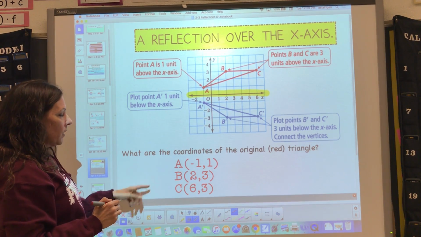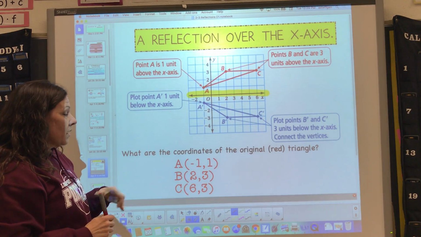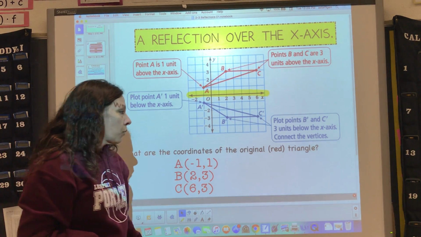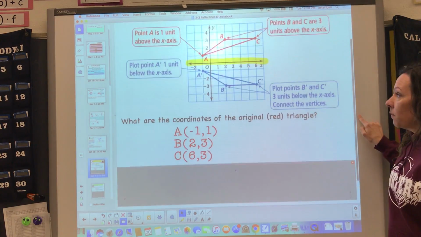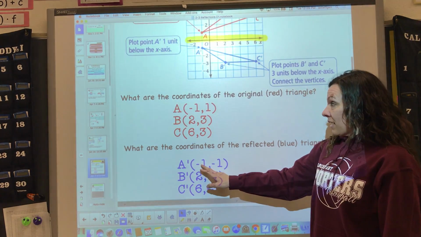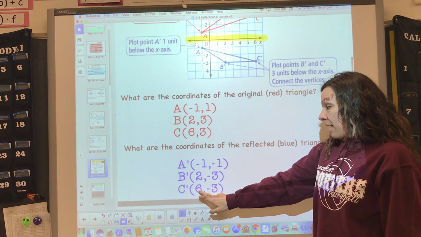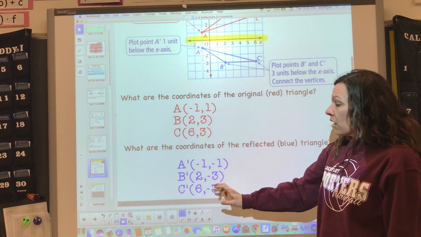So the coordinates of the first figure, the red figure, are A is -1, 1, B is 2, 3, C is 6, 3. Then if I look at the blue figure, what are the coordinates? A prime is -1, -1. B prime is 2, -3. C prime is 6, -3.